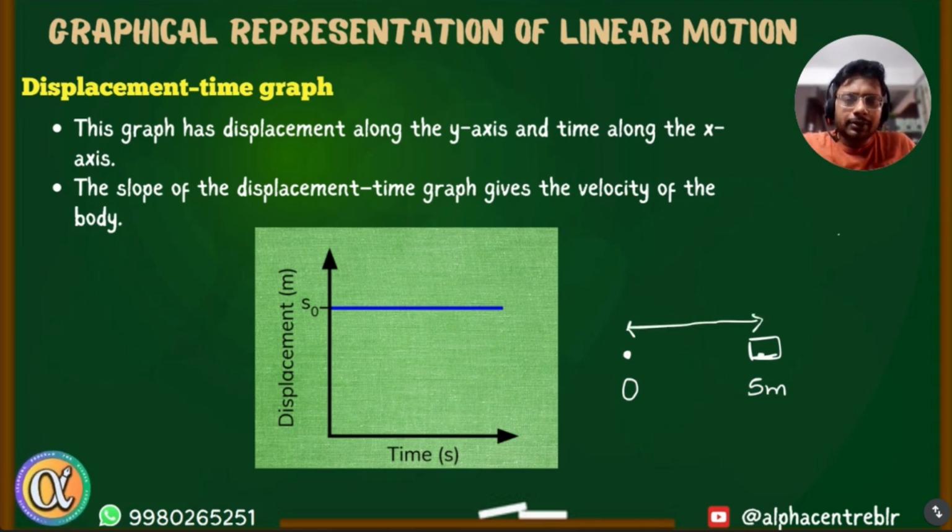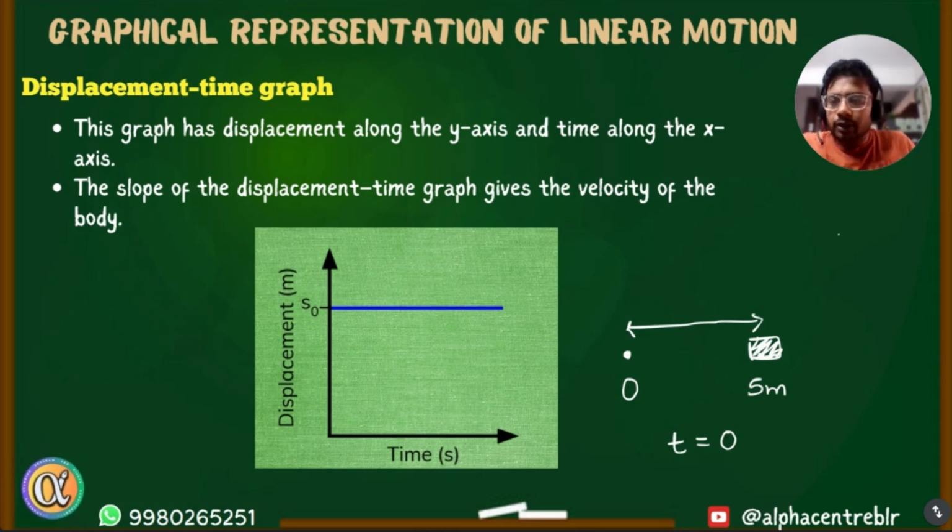In the beginning, when time is zero, the object is at 5 meters from the observer. So I can say the displacement of this object with respect to the observer is 5 meters right now. So how do we represent that on the graph? Maybe this point is 5 meters, and this means time is zero, t equals zero. So at time t equals zero, what's the displacement? 5 meters, right?